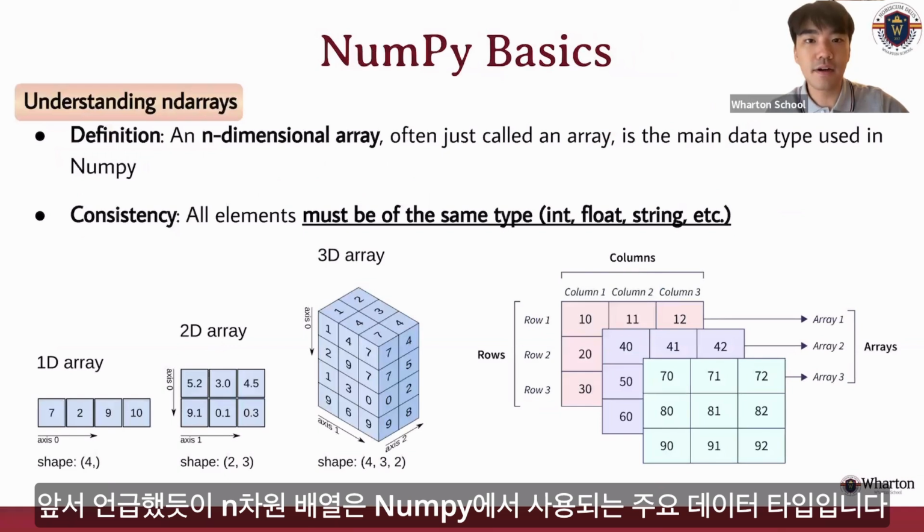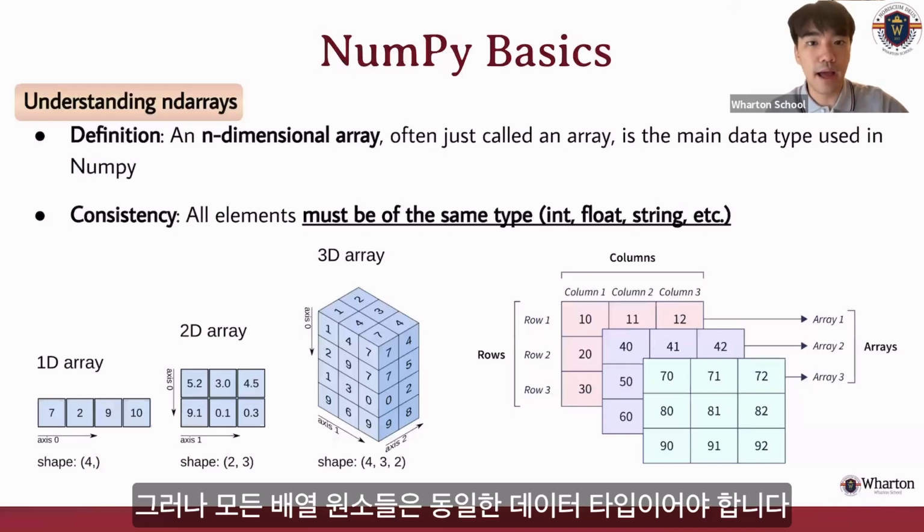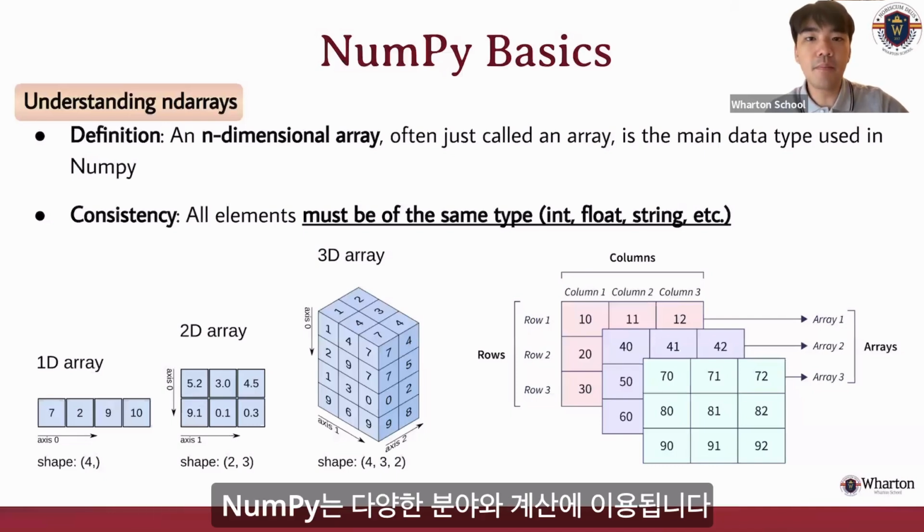As I mentioned earlier, the n-dimensional array is the main data type used in NumPy. They can be one-dimensional, two-dimensional, or even multi-dimensional. But you have to keep in mind that all elements must be of the same type. NumPy has a wide range of operations and applications.